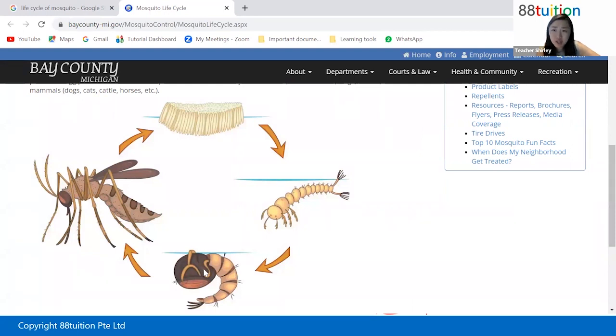When it's at the adult stage, it's very hard to catch the mosquitoes, right? Because they're flying around, it's very hard to catch them, but it's easier to get rid of them when they are in water. So that's why they keep reminding you to pour away the stagnant water.